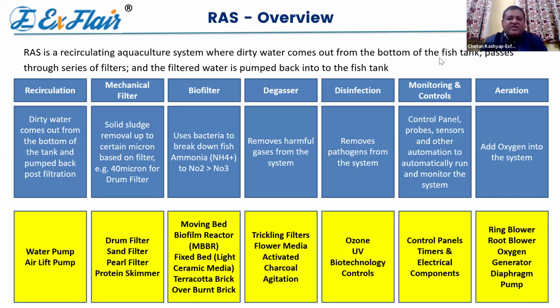Then we have another important function, which is aeration. For aeration, we have to add oxygen, right? Because fish will keep on consuming oxygen, so we have to continuously supply oxygen. There are various ways to supply oxygen. Common ways are blowers. Blowers can be diaphragm pumps, ring blowers, root blowers. They have different applications. And then for advanced needs, like if we need a very high level or if the saturations are very high, we also have oxygen generators. Oxygen generators are very costly, so we use them in limited applications.